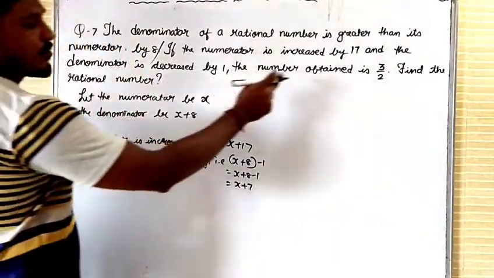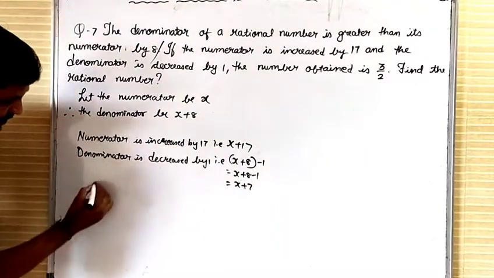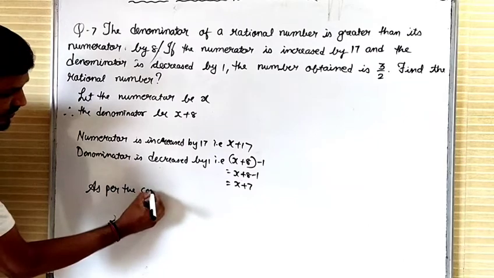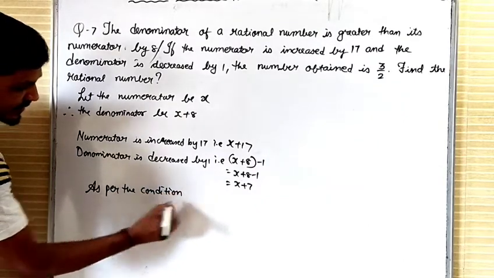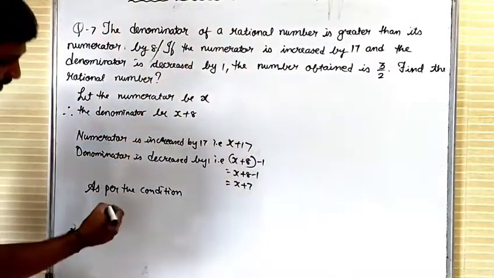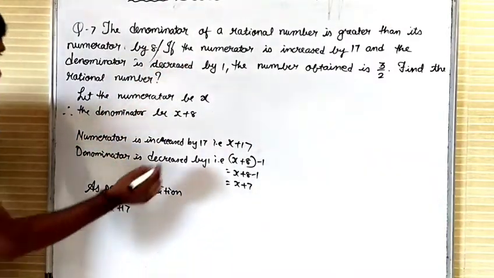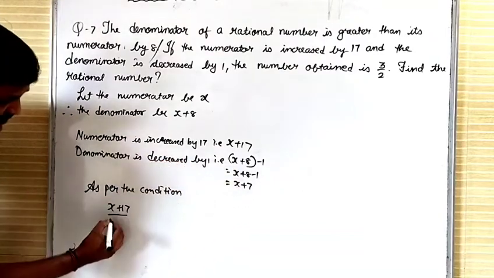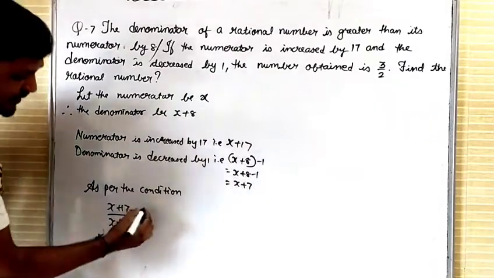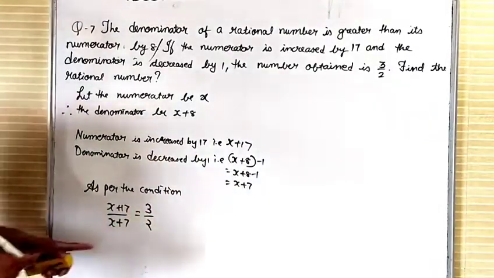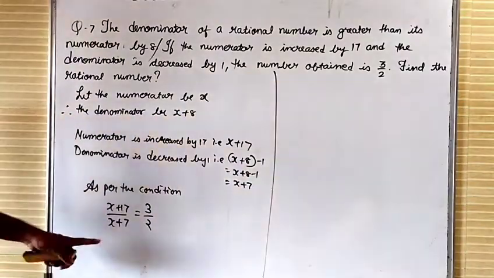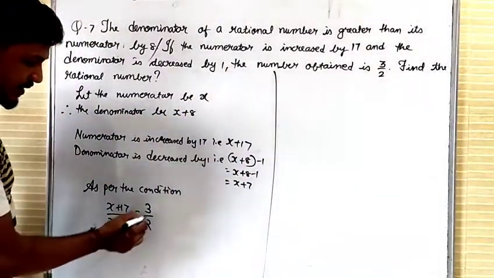Now the number obtained is 3 by 2. Whatever value we are getting, that is, the numerator adding 17 to it, and the denominator subtracting 1 from it, we got x plus 7, and the new number obtained is 3 by 2. Now dear student, from here you know the method, so let us do it over here. We got our equation, so we will apply the cross multiplication method.